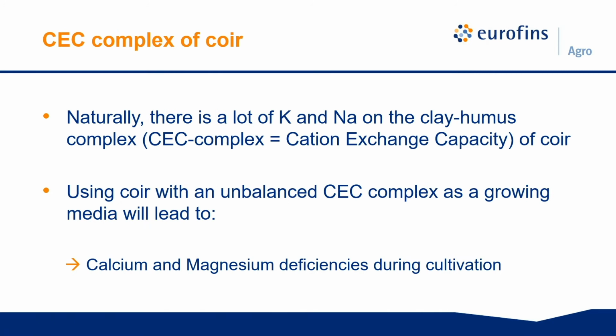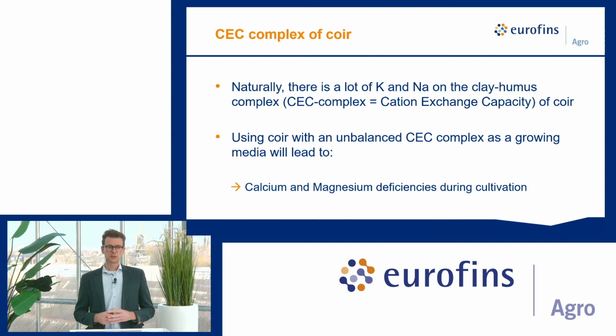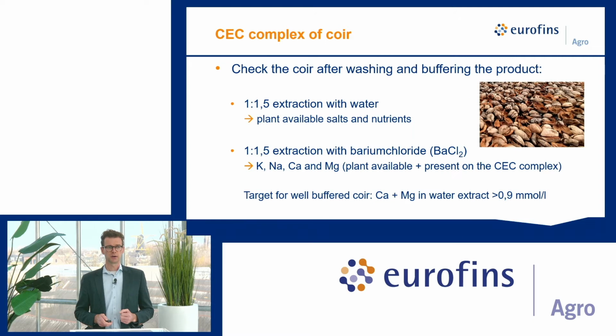The next one I like to discuss is the CEC complex of the coir. Naturally, there is a lot of potassium and sodium on the clay humus complex, the cation exchange capacity of coir. Using coir with an unbalanced CEC complex as a growing media will lead to calcium and magnesium deficiencies during cultivation. So it's very important to check this coir.